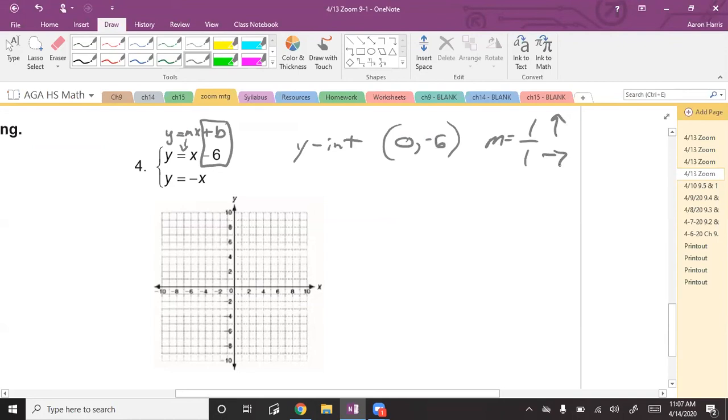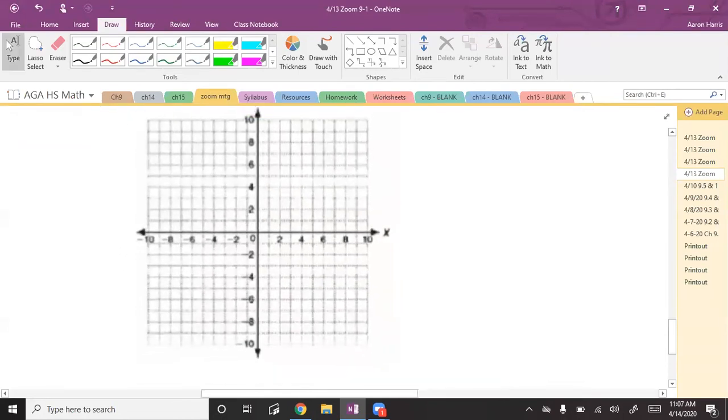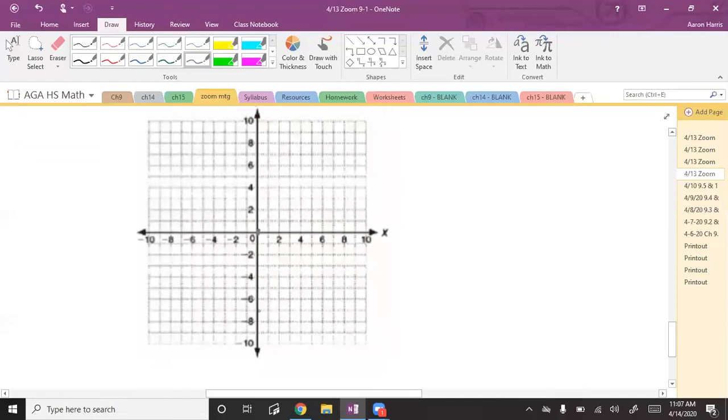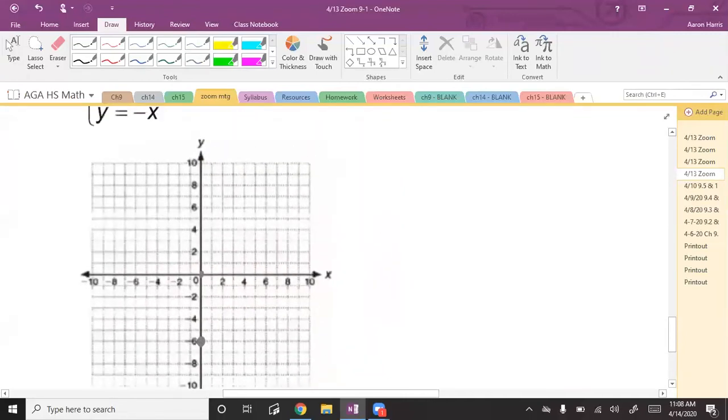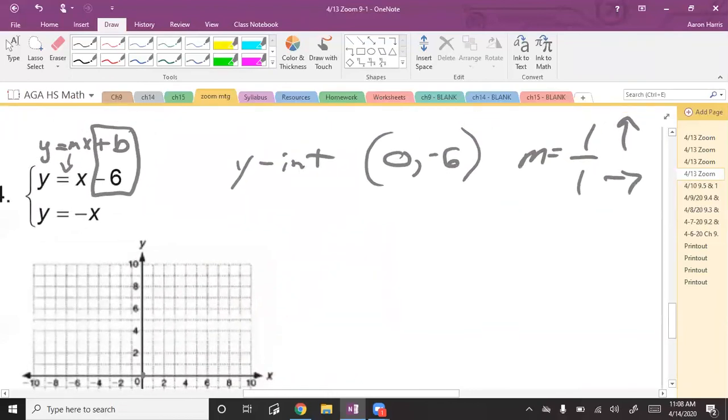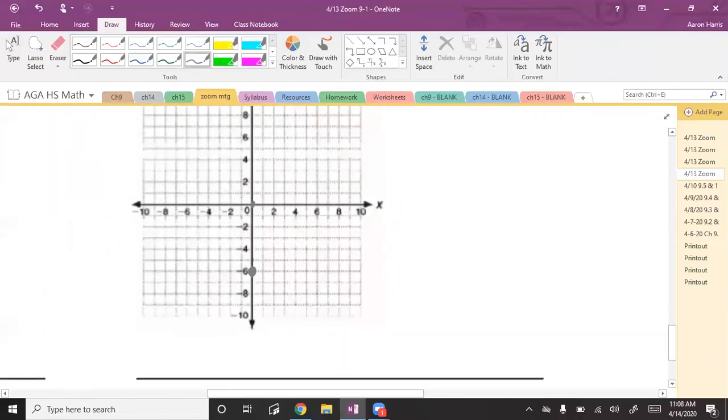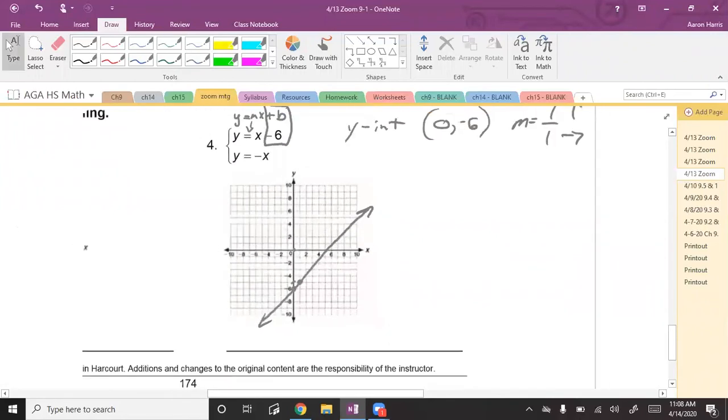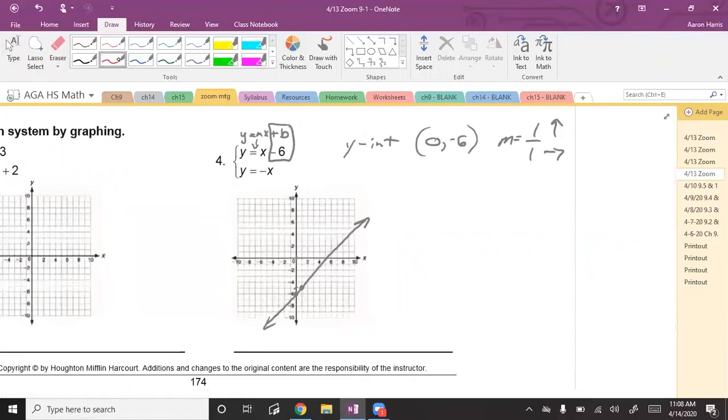So (0, -6). Well, here's 0. Here's -6. I need to find one more point to draw my line. So I'm going to go up 1 to the right 1. So up 1 to the right 1. And there's my second point. And then I'm able to draw a line. Just like that. Then I do the second problem.